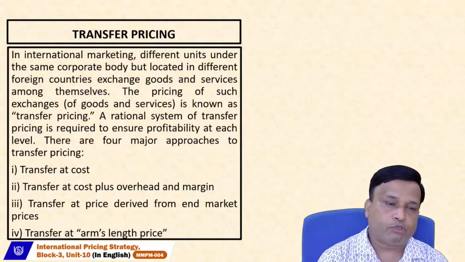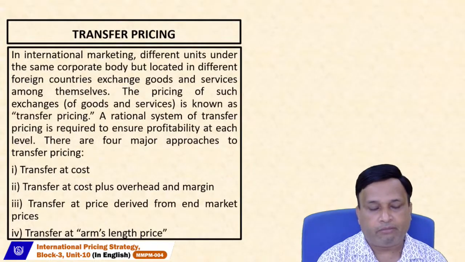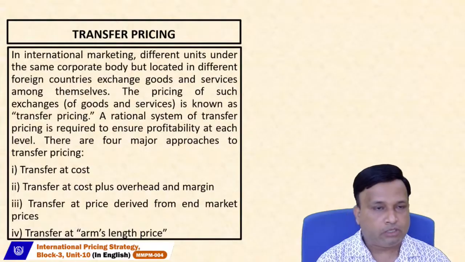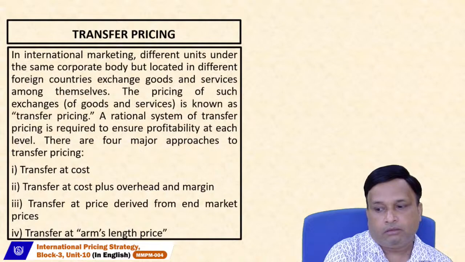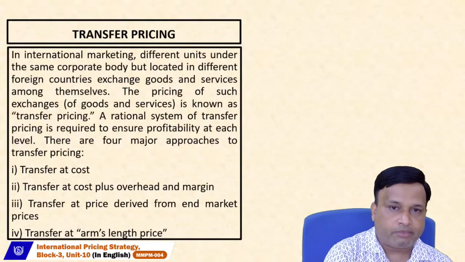There are four major approaches to transfer pricing: transfer at cost, transfer at cost plus overhead and margin, transfer at a price derived from end market prices, and transfer at arm's length pricing. So here we are talking about what the pricing mechanism could be, that is, what price is involved as far as transfer is concerned.